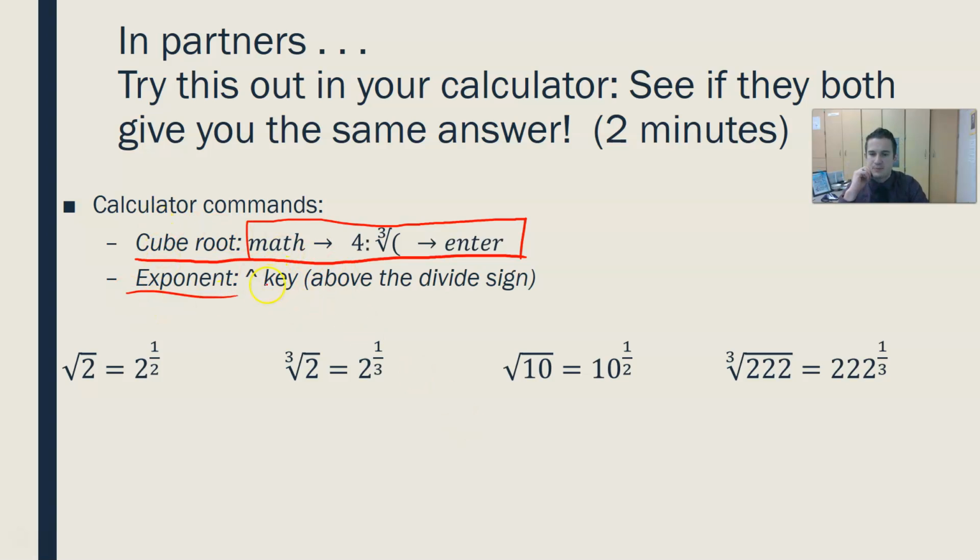To type in an exponent, remember to click that little arrow key that's pointing up, the exponent button that's above the divide sign. So first of all, just to check, I want you to type in the square root of 2, using the second square root button, and then 2 to the 1/2. Remember to type a fraction in your calculator. If you do 2 and then the exponent, and then in parentheses, 1 divided by 2, that'll give you 2 to the 1/2.